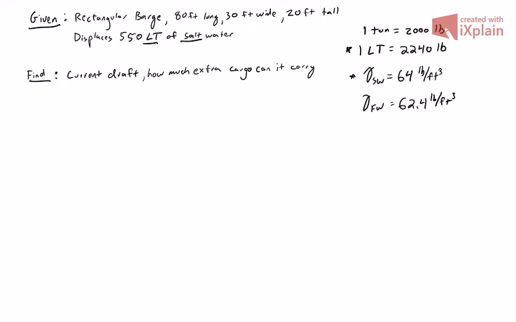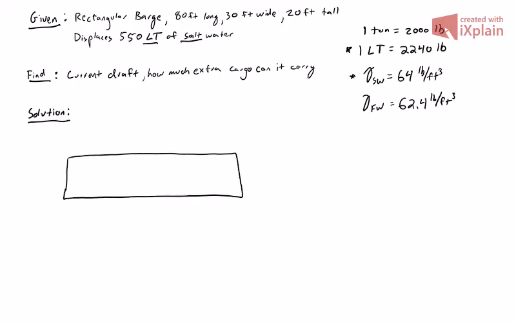Okay, so the problem asks us to find the current draft of the barge and then also find out how much extra cargo the barge can carry. The first thing I always do with these Archimedes principle problems is draw a picture, because it will help you get in your mind which dimensions are what, which ones are changing, and what's going on with the problem.